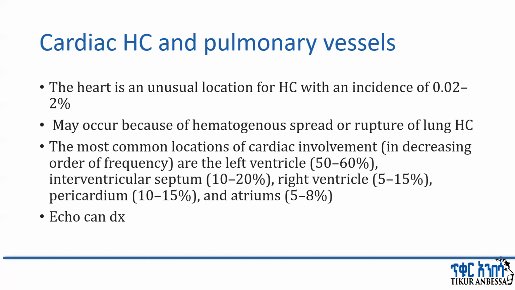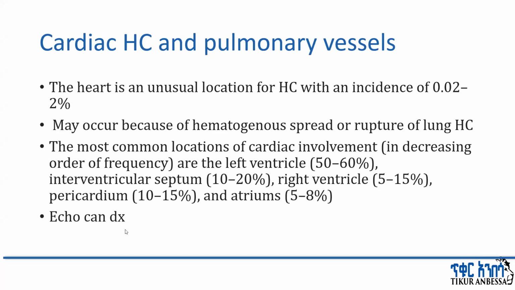Pulmonary vessels can also be involved. The heart is an unusual location for hydatid cyst, with a very low incidence, maximum 2%, and may occur because of hematogenous spread, pleural involvement, or rupture of a lung hydatid cyst. If the heart is involved, the most common location in decreasing order is the left ventricle, 50%, then the interventricular septum, then the right ventricle, then the pericardium, and the atria, both contributing 5 to 8%.